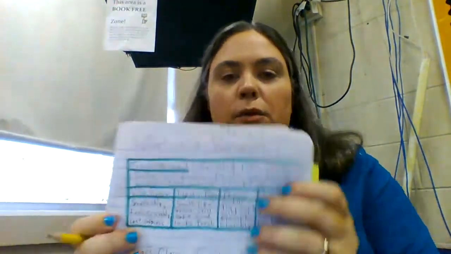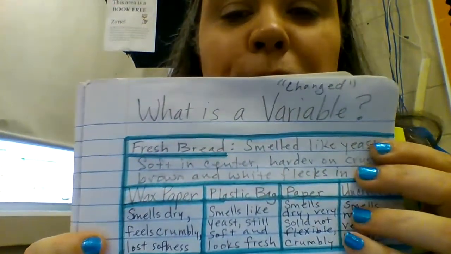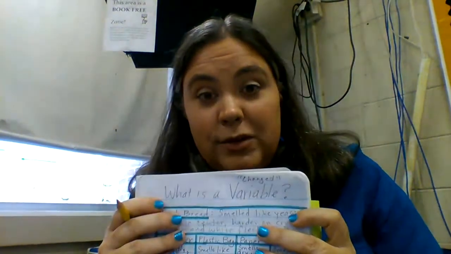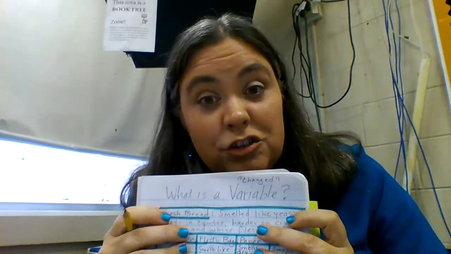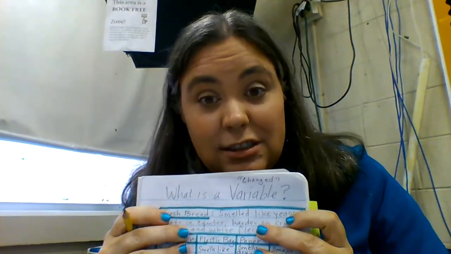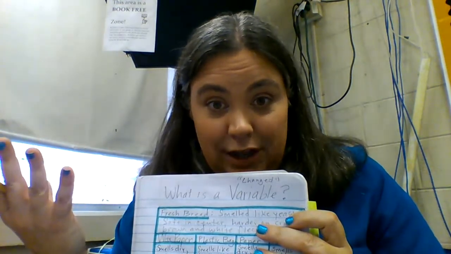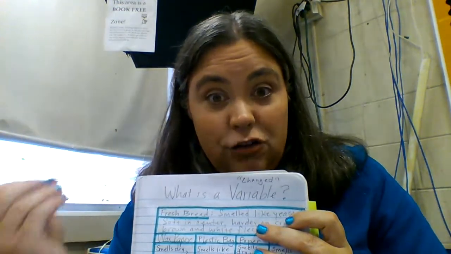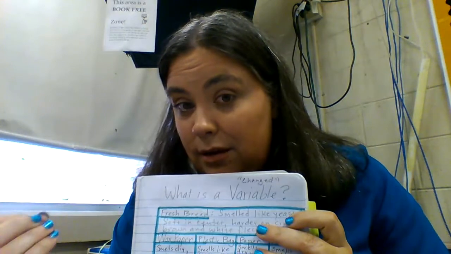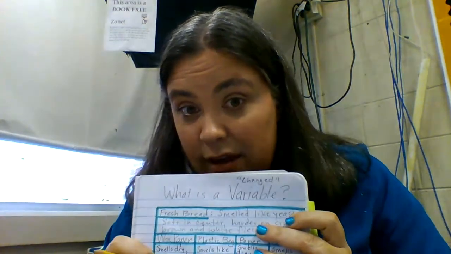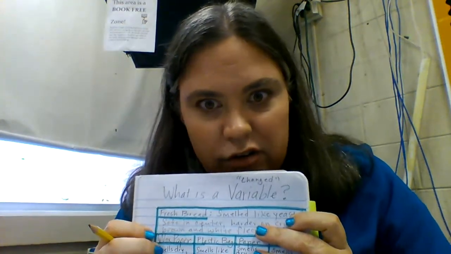So right here above variable, in your journal, I want you to write the word changed, because a variable in science is what the scientist changes to test. Do you get it? We changed what each piece was wrapped in to test which one would stay the freshest or not freshest, right?